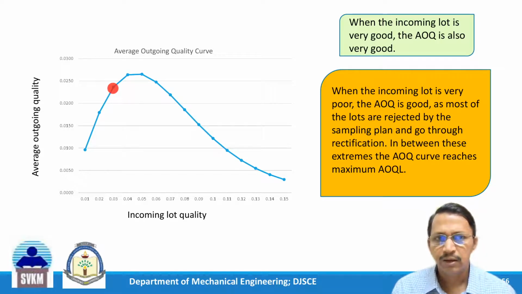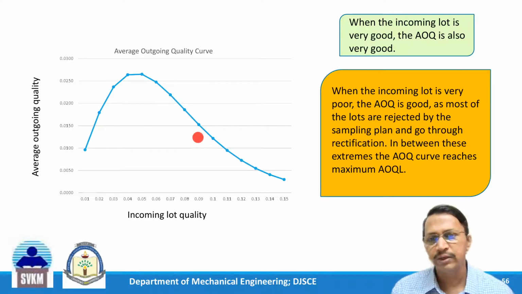It is always on the positive side because it is average after rectification. So whatever is the incoming quality, correspondingly average outgoing quality has been plotted here, and that value is less than the incoming quality always because of this average after rectification. So you can see this curve is plotted.